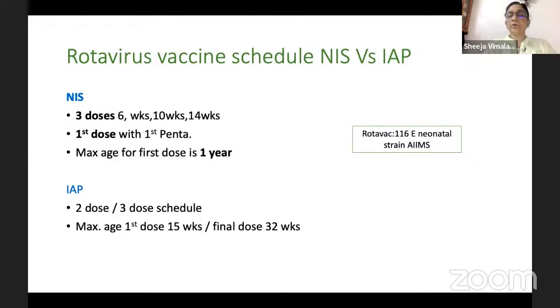Whereas IAP is more concerned about each individual patient, that is why they are worried about the intussusception, and that is why the age limit.